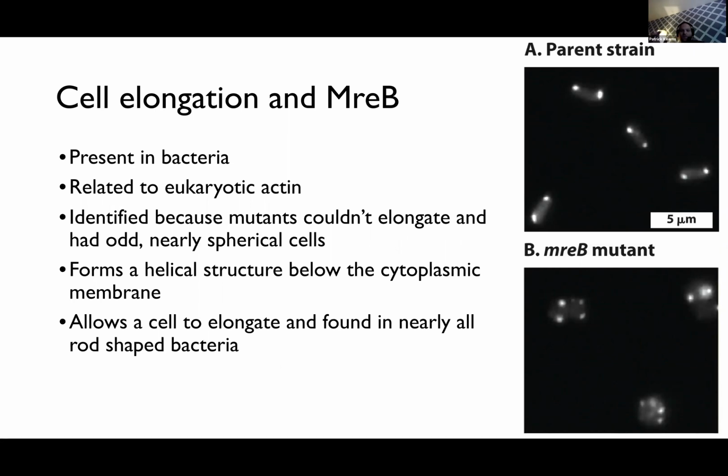And what it does is it forms a helical structure below the cytoplasmic membrane, and I'll show you what that looks like in a moment. But it does allow cells to elongate, and is essentially found in every rod-shaped bacteria. As we'll discuss in lab, and in the lecture as well, there's a pretty limited number of shapes bacteria take, and one of the most common shapes is rod-shaped. Rod-shaped is by far the most common shape bacteria take.